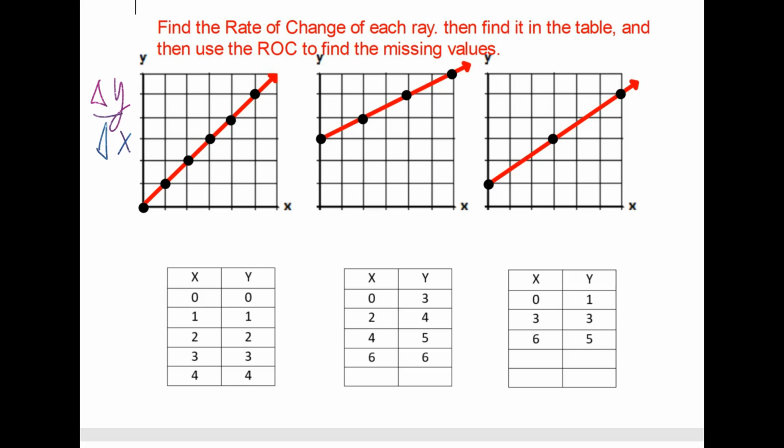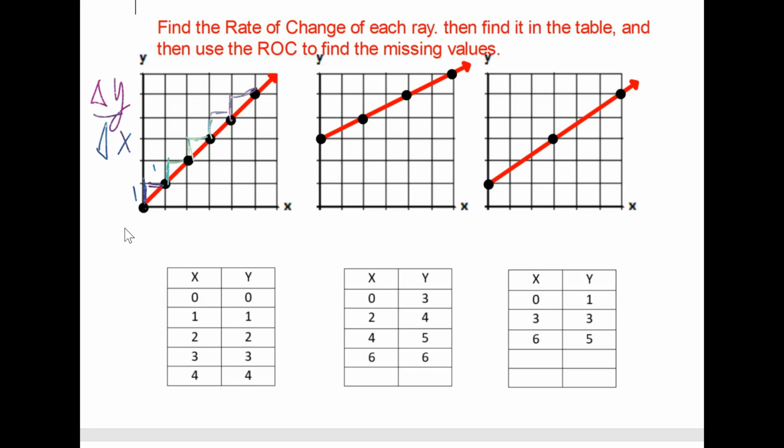All right, so how do I find it? Well, we draw a triangle. So I go from this dot right here to this dot right there. So how do I do that? I'm going up 1 over 1. Up 1 over 1, up 1 over 1, up 1 over 1, up 1 over 1.